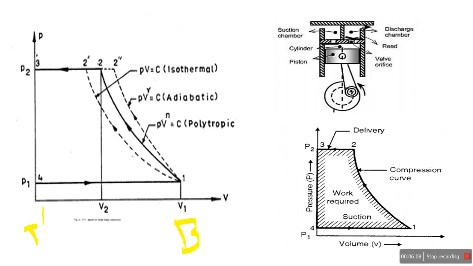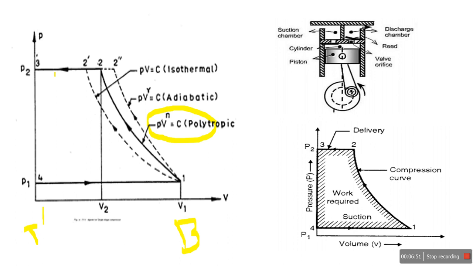The amount of volume sucked by the cylinder, 4 to 1, is the suction of air into the compressor. 1 to 2 is the polytropic compression. 2 to 3 is the delivery or discharge of air at constant pressure to the receiver. So the delivery of compressed air from the compressor cylinder is at constant pressure P2, and the air volume delivered is V2.